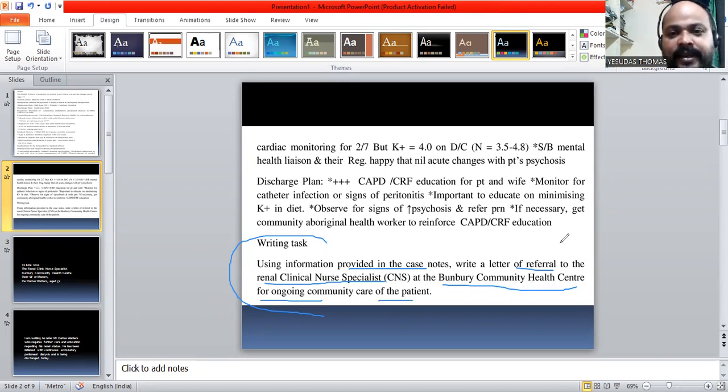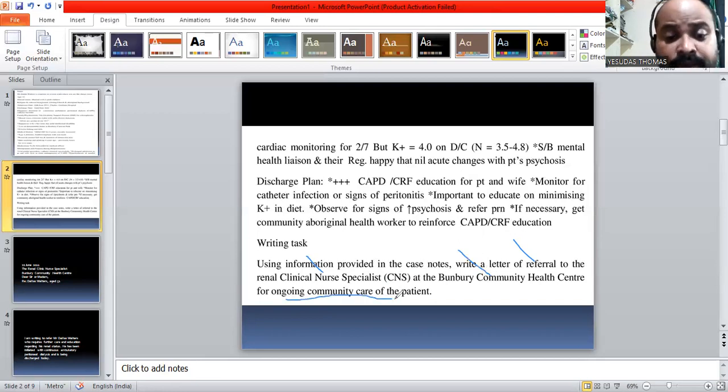So we don't have any complex things. We just need to see that this is a referral letter, and we are writing to a clinical nurse specialist at a community health center, for ongoing community care of the patient. So let us go ahead with the case note once again.